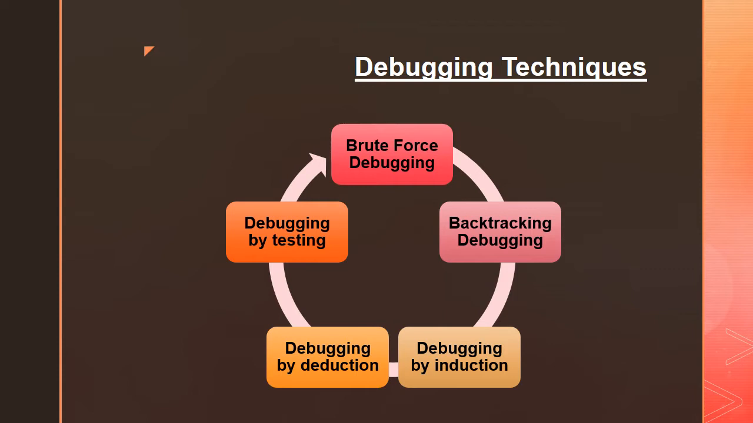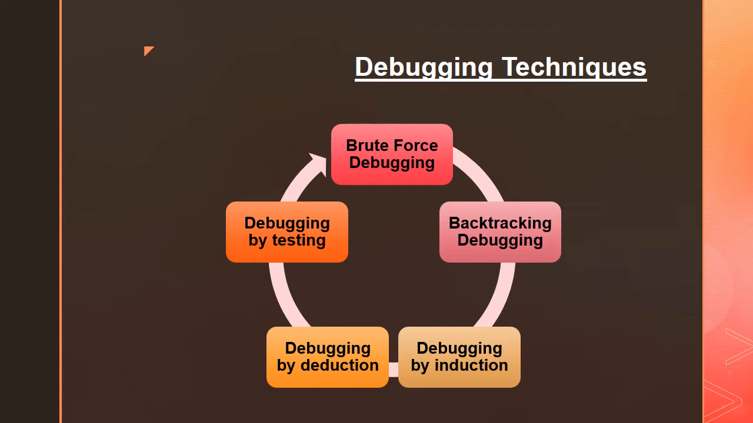But this is the least efficient method, because it requires a huge amount of information to be analyzed, and irrelevant data also leads to waste of time, memory and effort. So this is not that effective, and we generally use it when all other available methods have failed. In that case we use this brute force technique. Then the second technique we have is the backtracking technique.